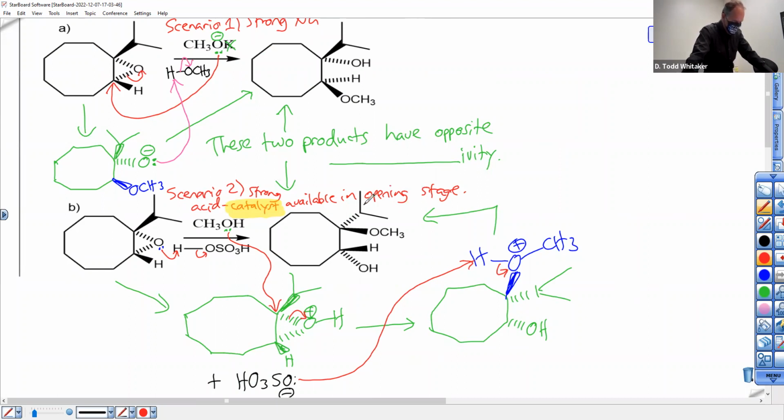These two products have opposite blankivity. Don't say stereoselectivity. They're both anti. New group OCH3 is anti to the old O. So they're both anti. Stereoselectivity. What's the opposite ivity? It's the other one. Regio. Try to make it look a little fancy. No, that's too big. One size smaller. Regioselectivity. And there you have it. Make sure you get that one copied out.